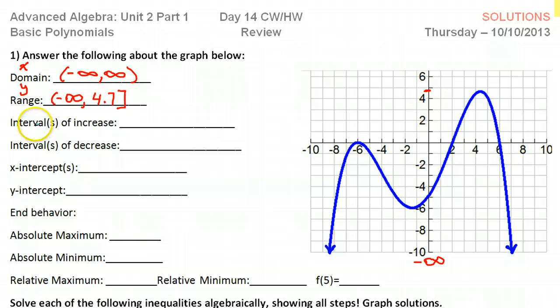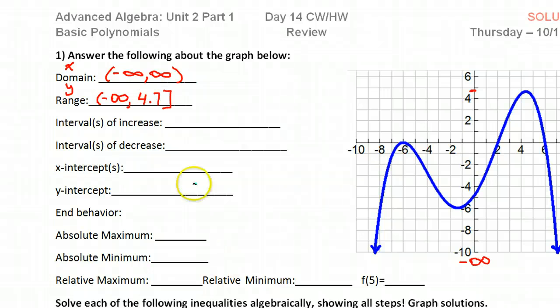Okay, now intervals of increase. Maybe I should do this on all of these. You have to be careful whether you're talking about x values or y values. When we did the domain, we were talking about x values. When we did the range, we were talking about y values. Now, as we do the intervals of increase and decrease, these are all x values again. Just like the domain.